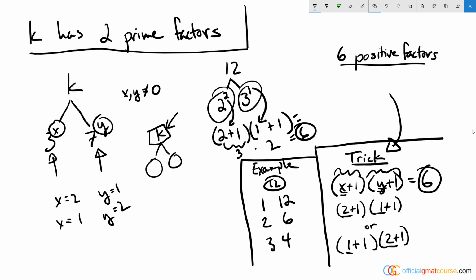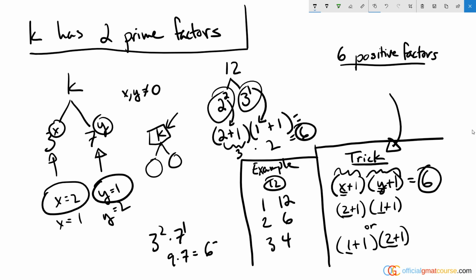Looking at statement 1, it says 3 to the 2 is a factor of k. Well, that means that x has to be 2, and that means y has to be 1. And if I know that the factors are 3 to the 2 times 7 to the 1, then I know that this is 9 times 7, which is equal to 63. So statement 1 is definitely sufficient. Statement 1, sufficient.